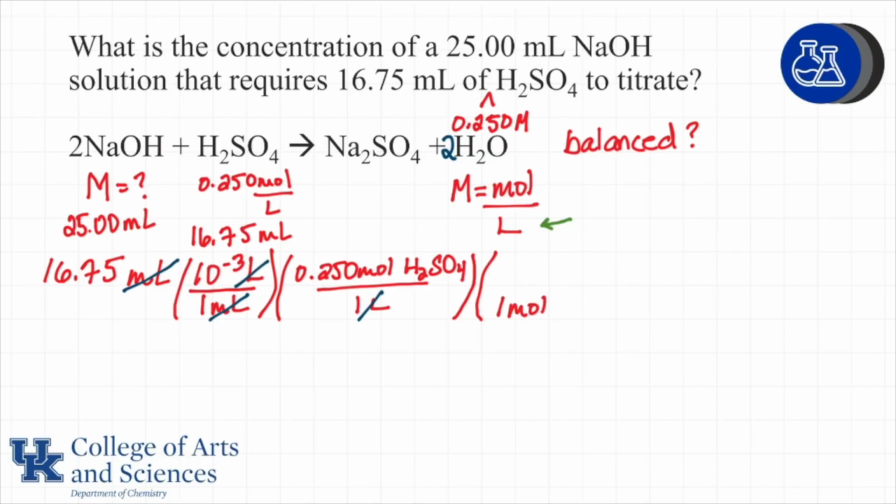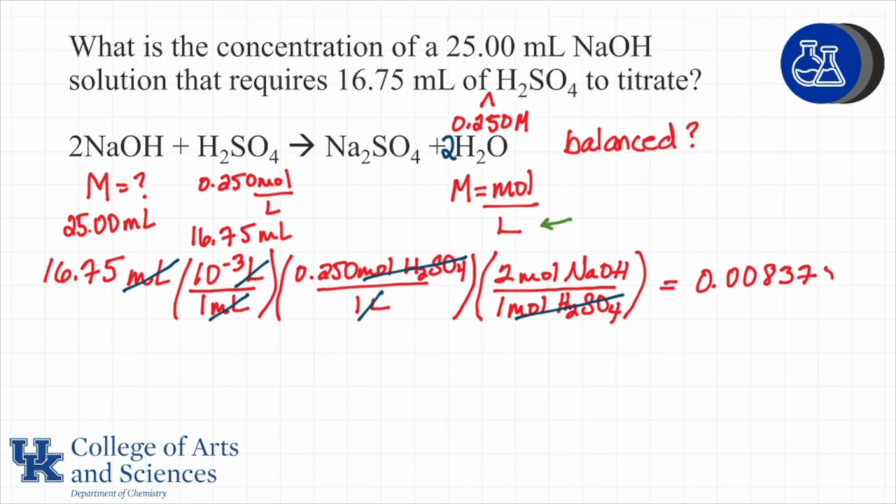Next, I use my mole to mole ratio from my balanced chemical equation. 2 moles of NaOH to 1 mole of H2SO4, and moles cancel. Now, I look at the units I have left here, and I have moles of NaOH, which is exactly what I'm looking for to find the molarity, because I know the volume, I just need the moles. So now I can solve the problem at this point, and I get 0.008375 moles of NaOH.